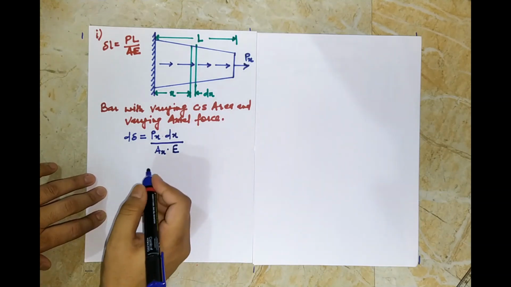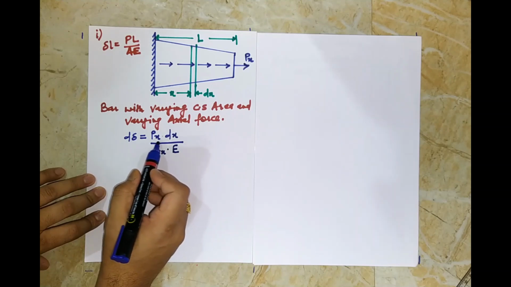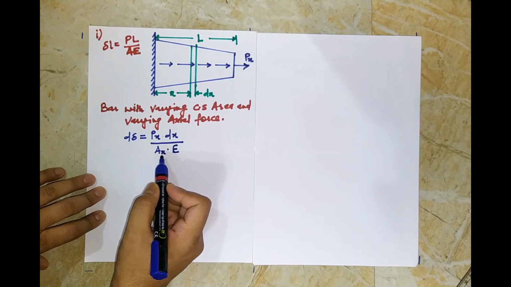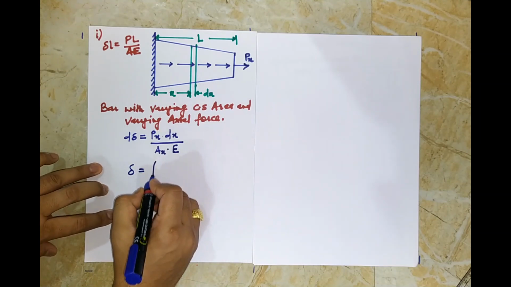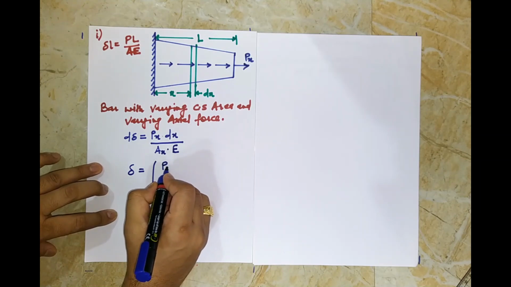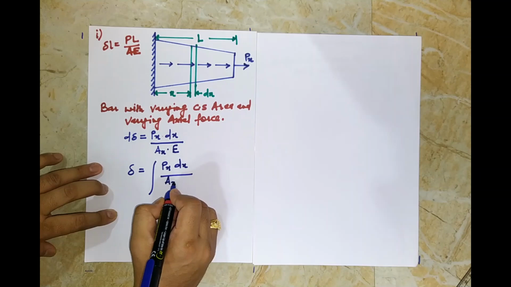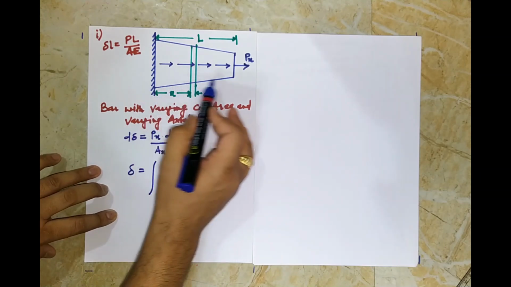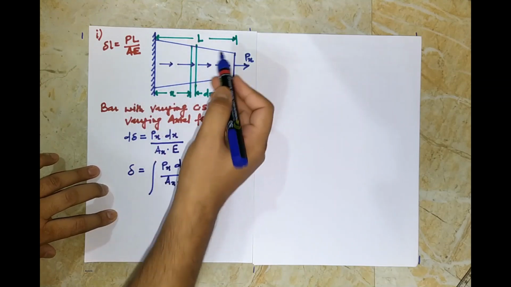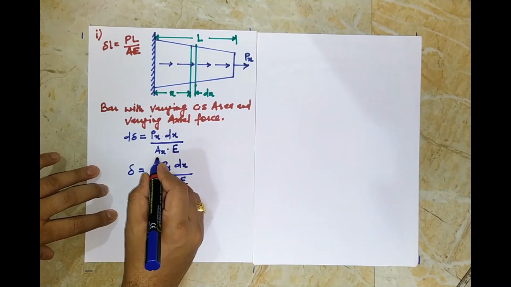Now if we know the variation pattern of the loading and that of the cross-section area, we can just integrate it. P(x) dx upon A(x) into E, and it can be integrated from 0 to L, because the length of the bar of varying cross section is L, so 0 to L.